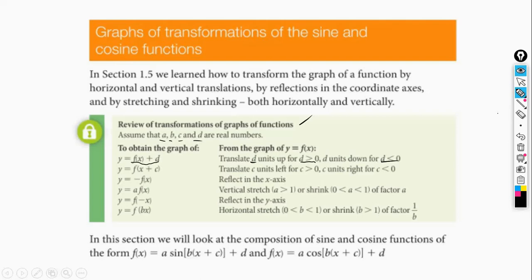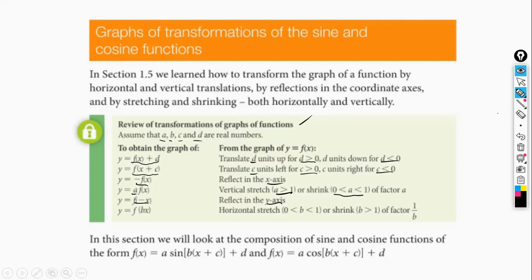If we have y equals f of x plus c, we translate c units to the left when c is positive and c units to the right when c is less than 0. If we have y equals minus f of x, this is a reflection across the x-axis. If we have y equals a times f of x, this is a vertical stretch if a is greater than 1, or a shrink if a is between 0 and 1. If y is equal to f of minus x, this is a reflection across the y-axis.